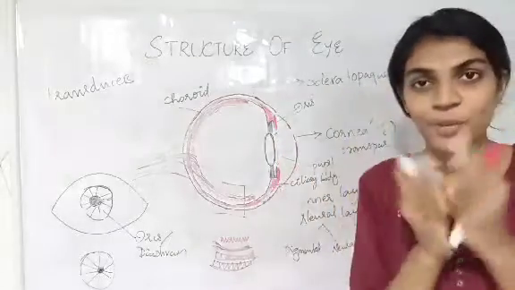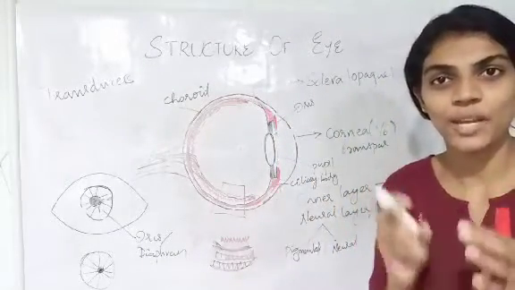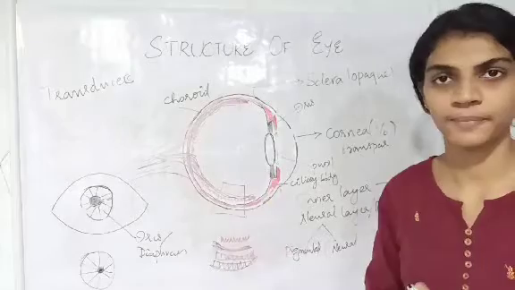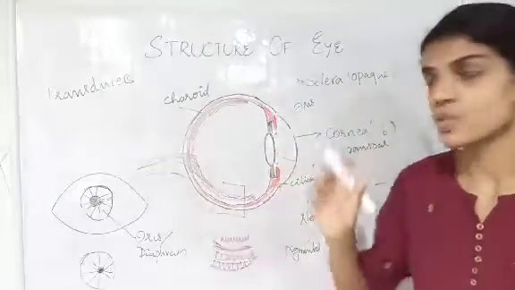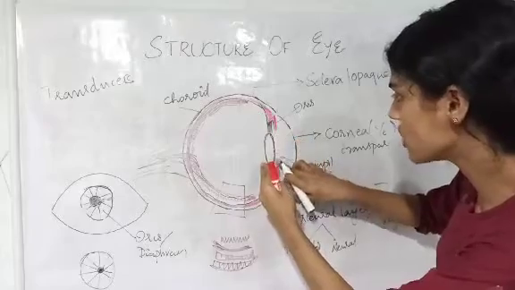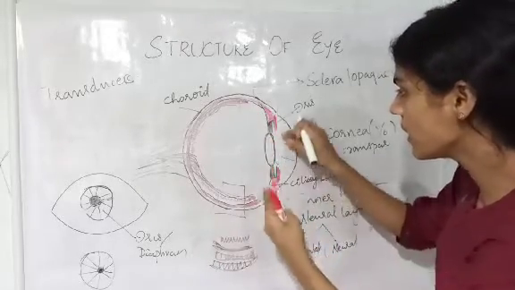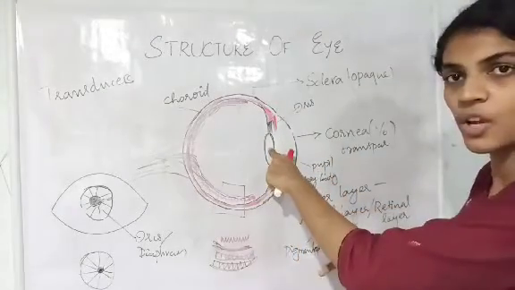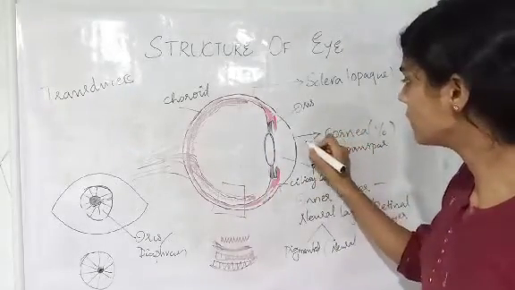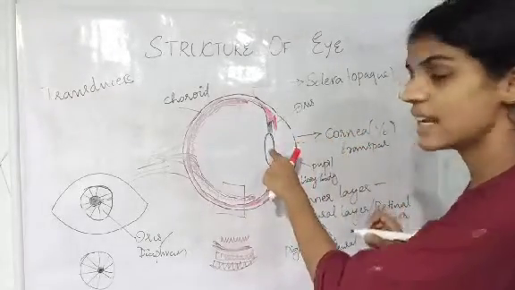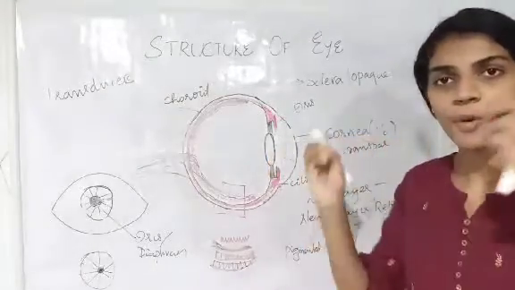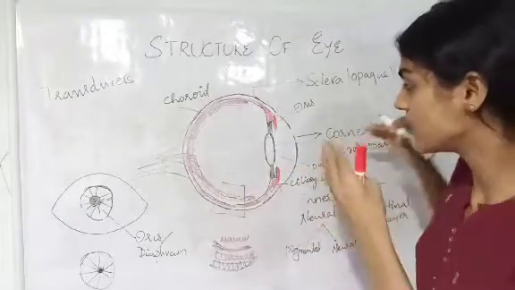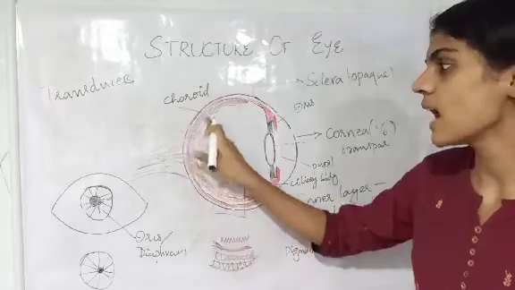Sorry, it is not mirror, it is lens. The lens is held between the suspensory ligaments. The suspensory ligaments hold the lens in position. So this is the lens. Just behind the pupil, which is a small hole, you can see the lens. The light rays come and strike the lens. The lens has the property of refracting, and it directs the light onto the retina.